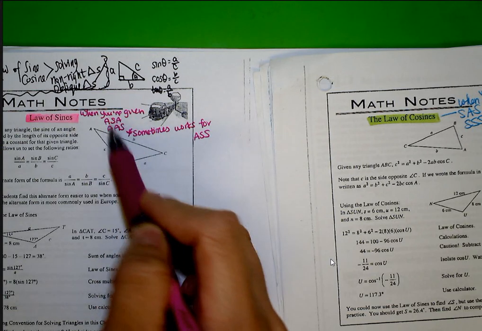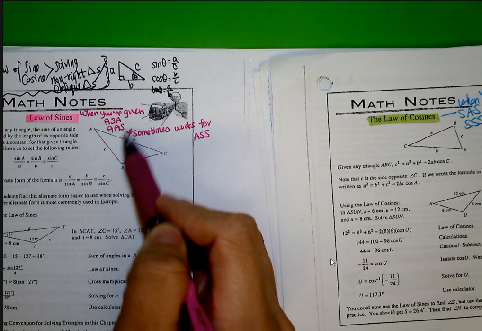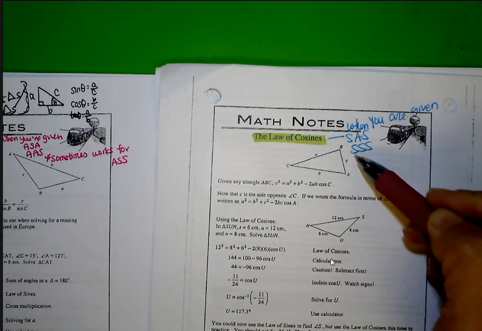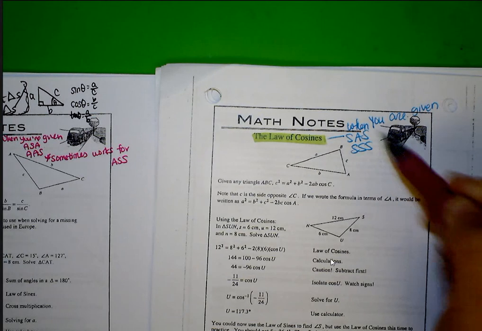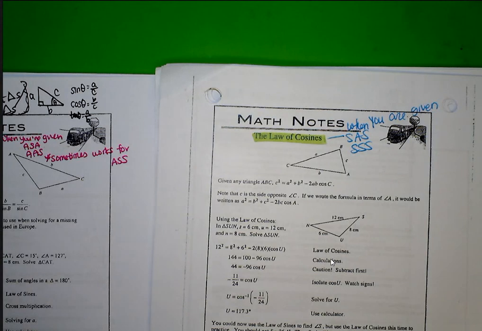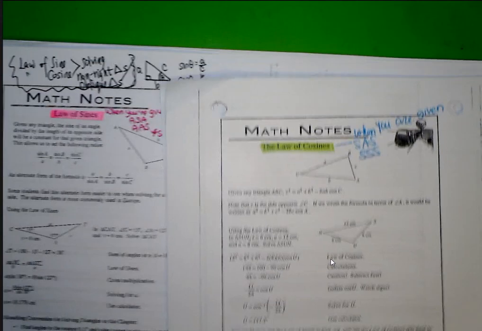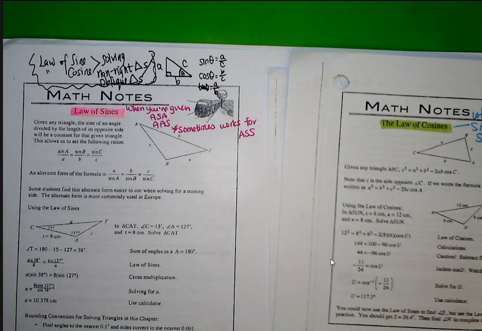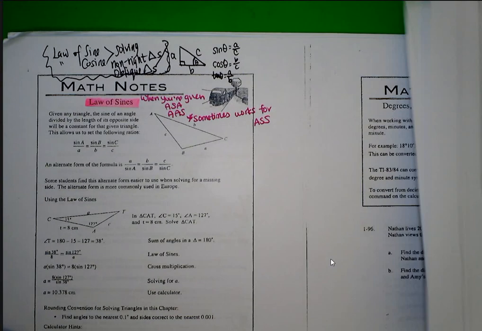Either way, what do you notice? We already have 2 angles. Versus the law of cosines, which is when we have 2 or more sides. So that's one easy way to think of when you use the law of cosines and when you use the law of sines.